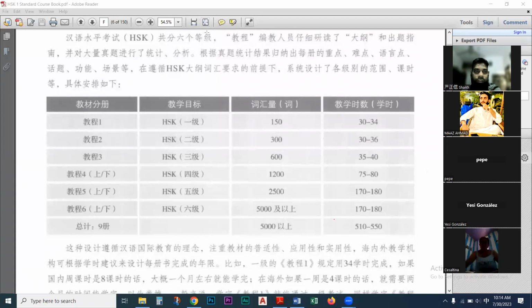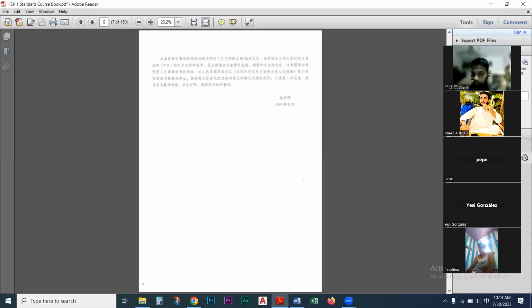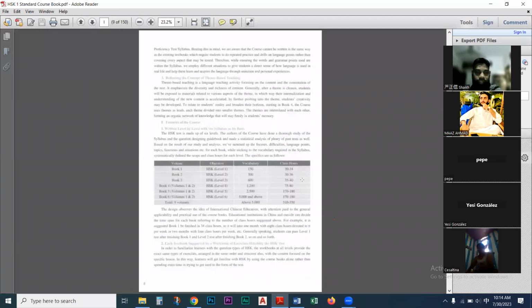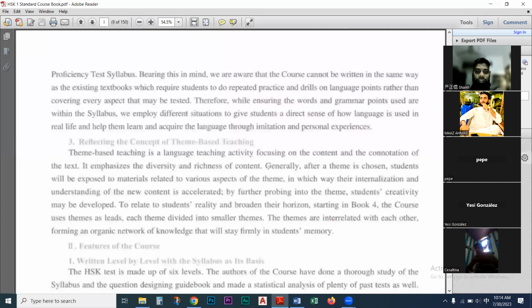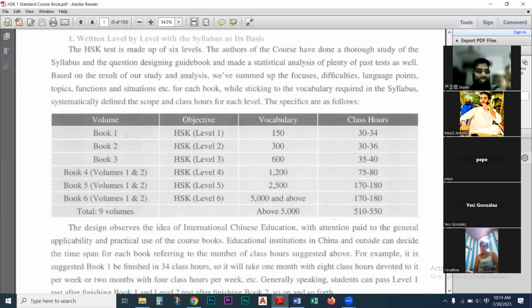So we will follow this course to study this language, and this is the official course, the standard course to learn this language. This is the English version of this table. Let me show you, I was just showing you the Chinese version of it. There are a total of 6 levels: book 1, 2, 3, 4, 5, 6. This is the vocabulary you will be studying, and these are the class hours, the amount of time you need to invest.